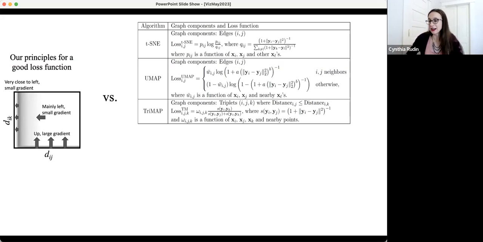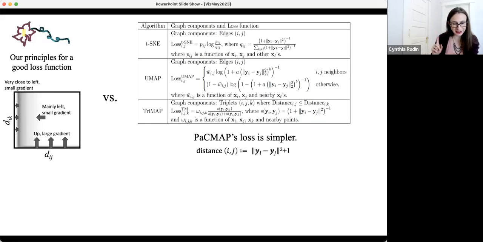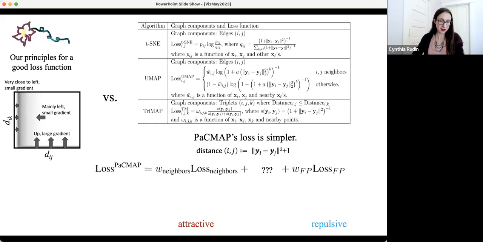Once we had the knowledge of what a good loss function's rainbow plot ought to look like, we could actually design an algorithm that had a sort of perfect loss function according to the rainbow plot. So PaCMAP actually has a very, very simple loss. It has 3 terms, one for friends, one for enemies, and a third one that I haven't talked about yet. We define the distance between 2 points in the low dimensional space as their Euclidean distance plus 1. The plus 1 is to prevent division by 0.